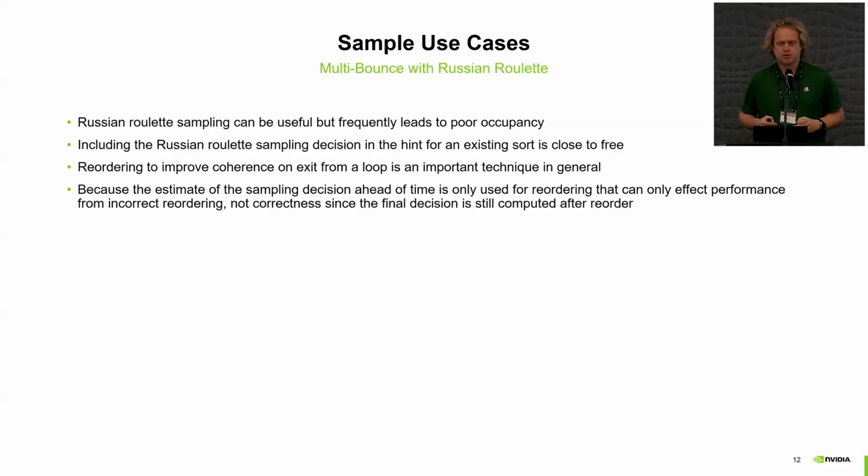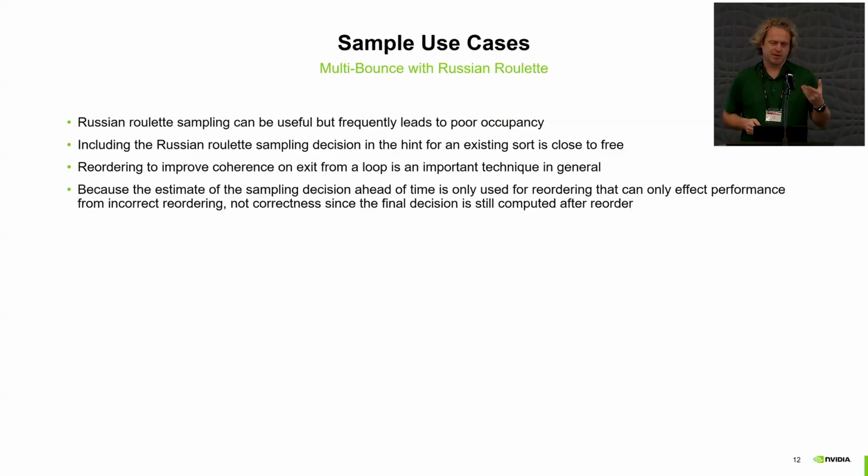Because we're doing the sort already, adding another hint bit for this one estimation of whether we're going to continue the path or not is very close to free. We're already doing the sort. And so now we're just adding one more bit to the sort. And so if you have a limited bit size of your sort key on an implementation, maybe one bit of spatial information gets pushed off the bottom, but it's very cheap to do.